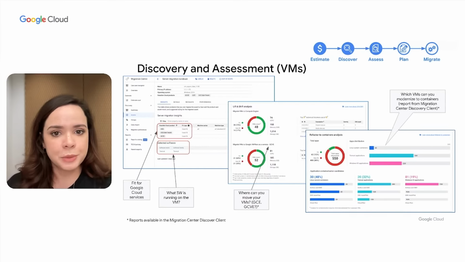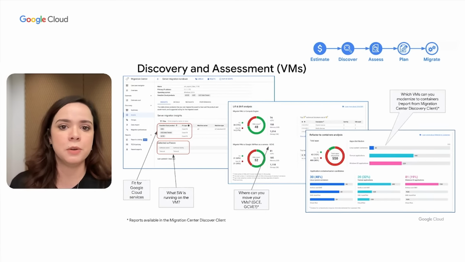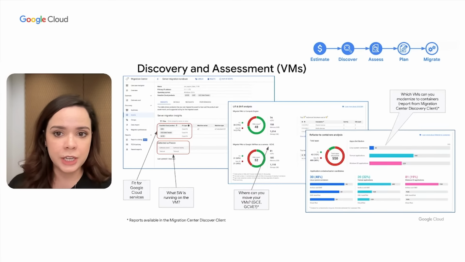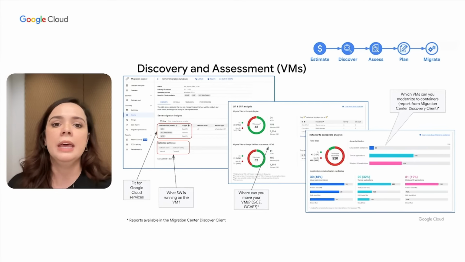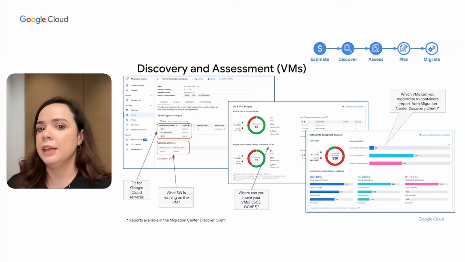So, in the discovery and assessment part, for example, if we look at assessment for VMs, you can have a granular view of your virtual machine. So, you can look at what software is running inside each VM, and you can analyze the fit for various Google Cloud targets. So, for example, lift and shift to Compute Engine or modernization with GKE or Cloud Run in containers. Those reports are available directly in Migration Center Discovery Client. And so that gives you more data to make informed decisions.